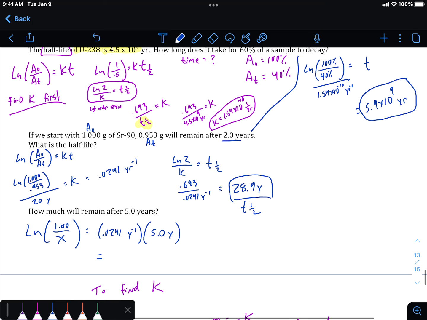What did you end up getting? What's our final amount? 0.88 grams, right? Okay, which, you know, I mean, think about it. If the half-life is 30 years, if you only let this age for 5 years, it's not going to be cut in half. It's only going to decrease by a little, so that should make sense. All right. Fun with half-lives.